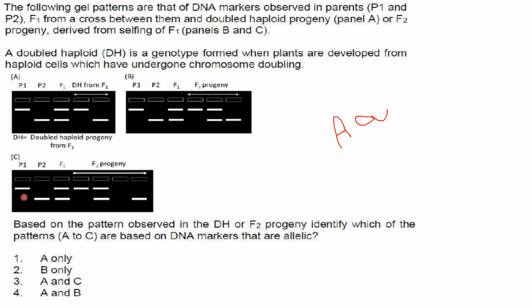Now if you see C, you can see that F1 is showing P1 P2 bands. This lane is also showing P1. This lane is also showing P1 P2 bands, but this lane doesn't show any bands. So this might include non-allelic DNA markers. Okay, C. They have asked here for DNA markers that are allelic, so your answer should be A and B. Answer is option 4.